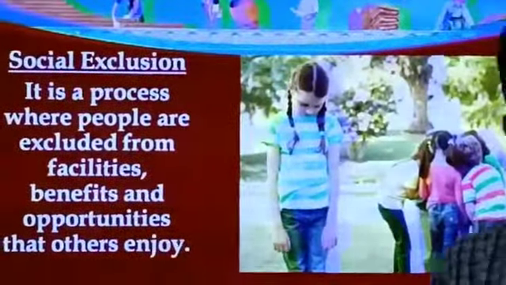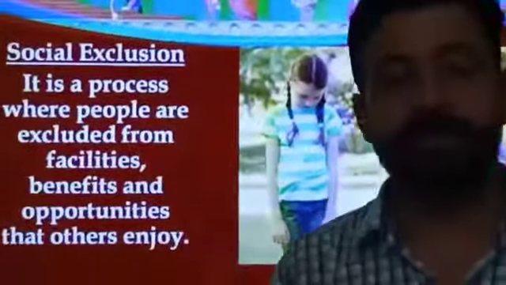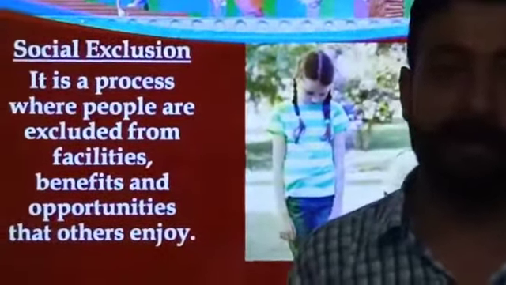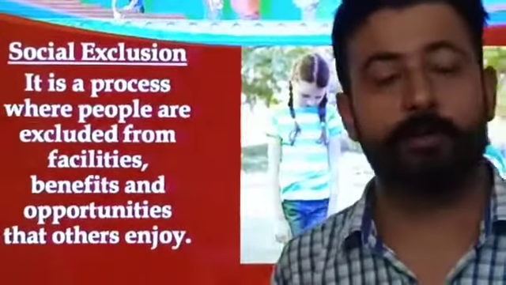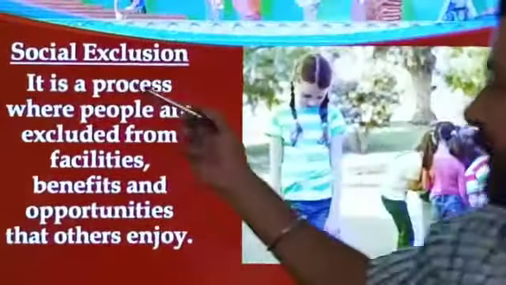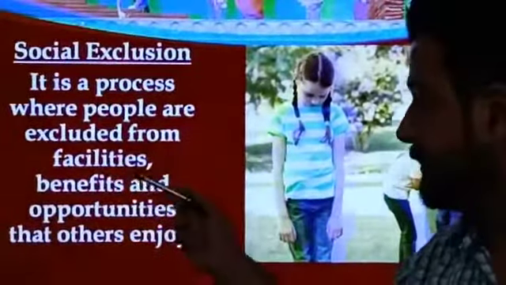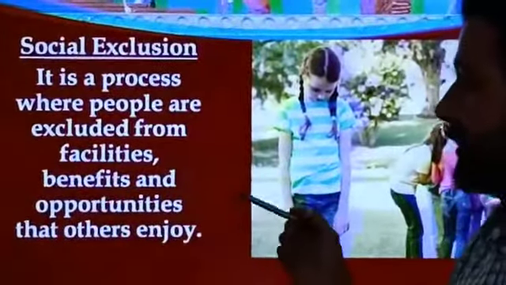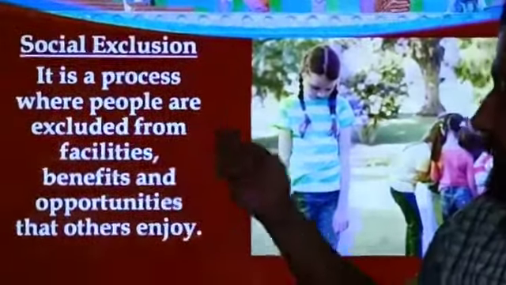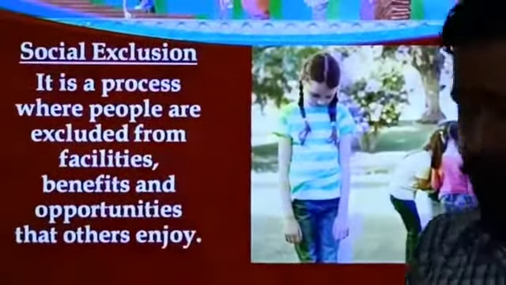Social exclusion. Poverty leads to two problems: the first one is social exclusion and the second one is vulnerability. What does it mean? Social exclusion means being excluded from society. It is a process where people are excluded from facilities, benefits and opportunities that others enjoy. And the example is the backward categories, right?